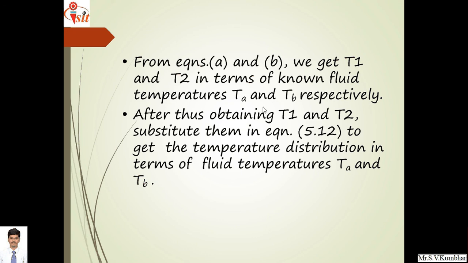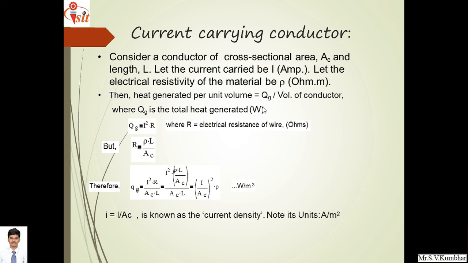And after this, we can calculate T1 and T2 in order to get the temperature distribution in terms of fluid temperature Ta and Tb. We will consider one example here for a cylindrical element, a current carrying conductor. Consider a conductor of cross-sectional area AC. Let L is equal to length of conductor, I is equal to current flowing through conductor, rho is equal to electrical resistivity of the material.